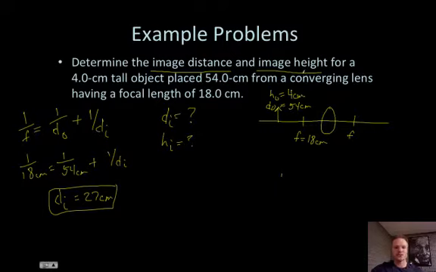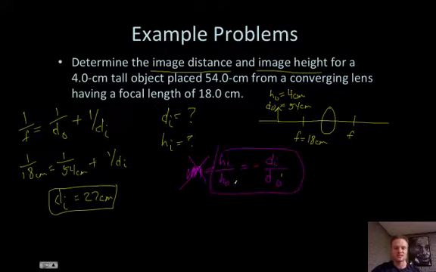The second question, though, is what is the image height? I'm going to use the magnification equation, which basically says M equals h sub I over h sub O, which is also equal to negative d sub I over d sub O. I don't really care about the M right now. We could certainly find out the magnification, but that's not something the problem's asking, so I'm looking for just this piece right here. So I'm going to be using this part of the equation.